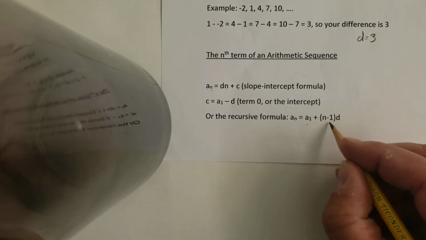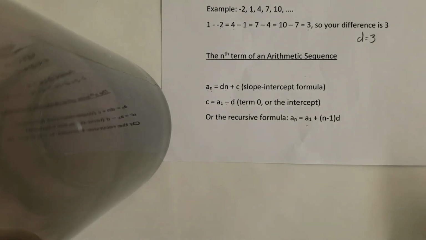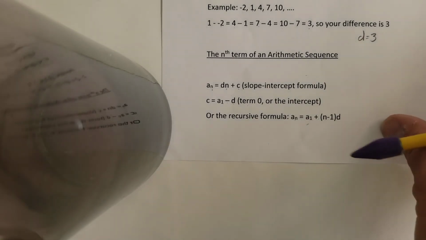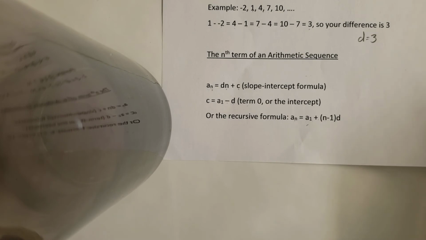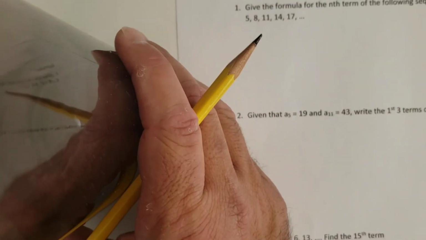Now this n minus 1 comes from the fact that if you're going to the third term from the first term, your n is 3 because it's the third term, but there's only 2 differences between the first and the third term. The first to second, second to third. And anytime you have that, you'll see that n minus 1. Okay? Now I'm going to do some examples here with you, and then I'm going to wrap up this portion of the lesson. Okay? Let's work on this number 1 here.